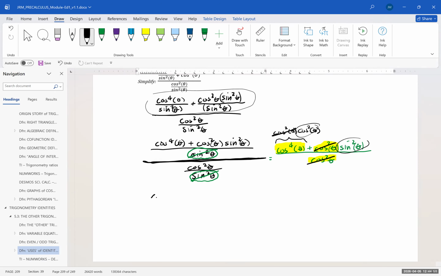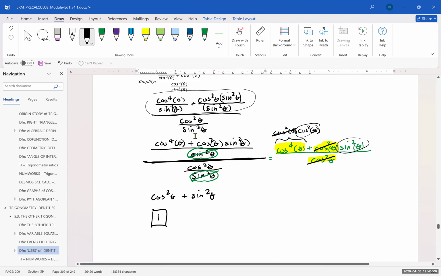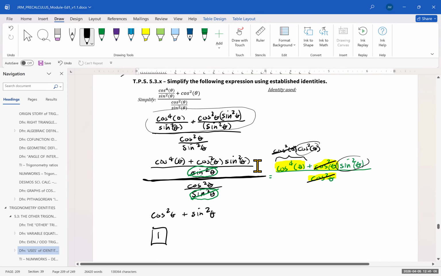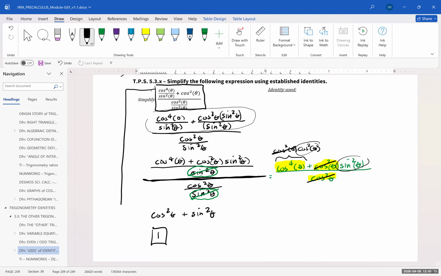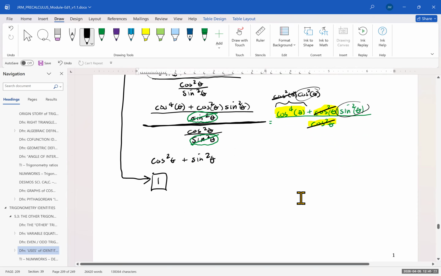We'll be left with cosine squared theta plus sine squared theta. And guess what? That's equal to 1. So this original, very messy looking trig expression, all of that simplifies down to just 1. Aren't these fun?